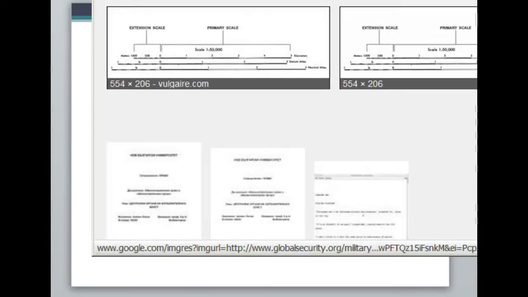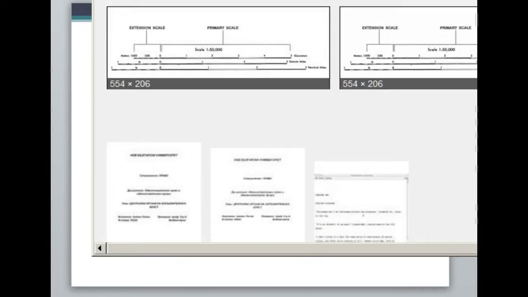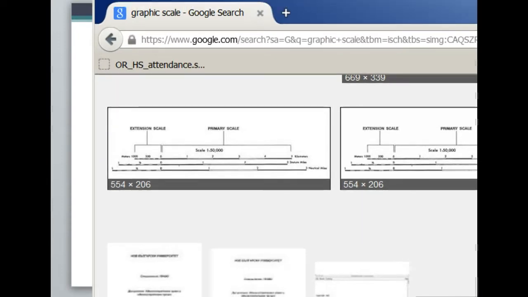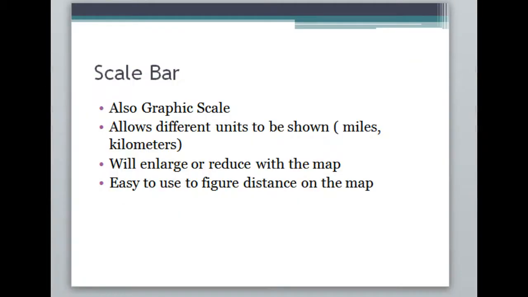Okay, so it's just a bar graph. Typically it'll show increments in feet or miles or meters, kilometers. The nice thing about a graphic scale is it can have 3 or 4 different bars that show all the different options. You can measure in miles, you can measure in kilometers, you can measure in feet. If I have my map and my graphic scale and I enlarge that, it will enlarge or reduce with the map. A lot of people like them because you can just visually get a sense. They're easy to use and to find distance on the map.